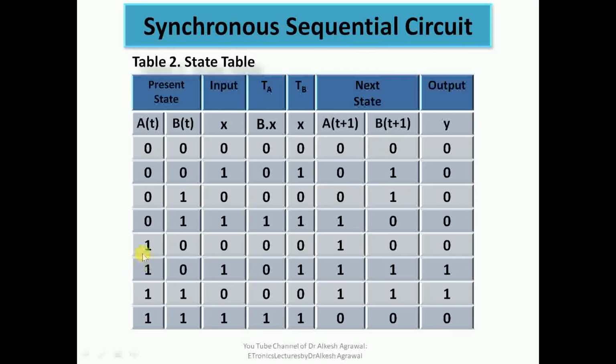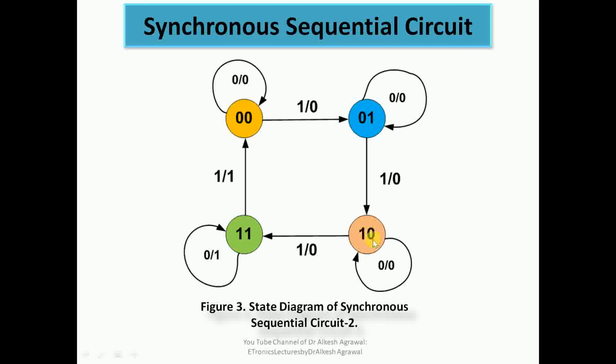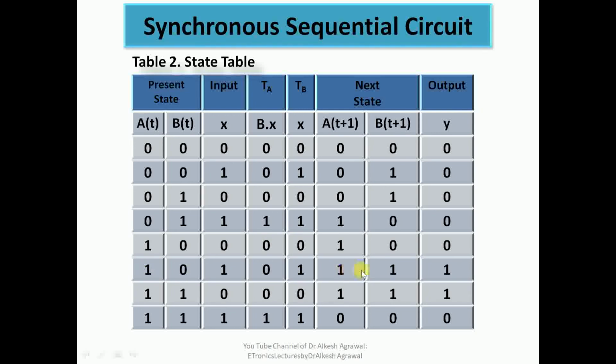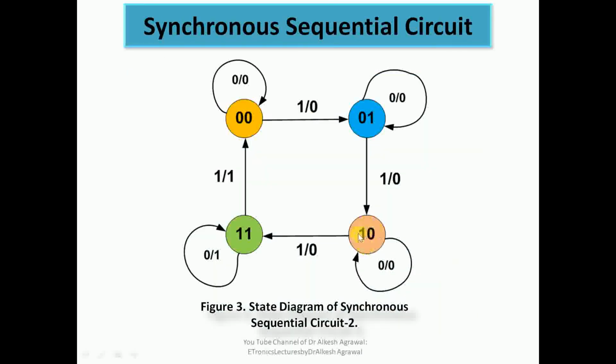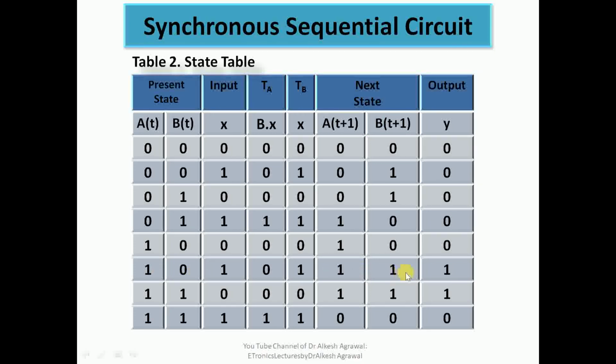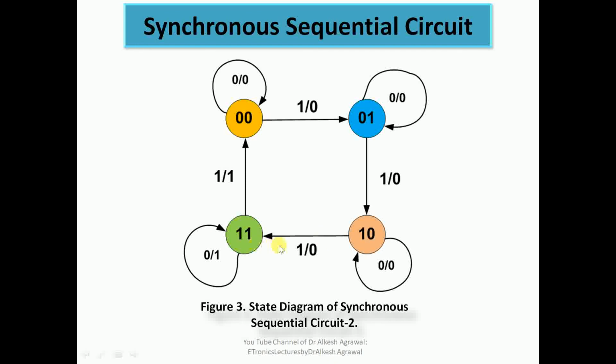If we see the next row, 1, 0 to 1, 0, that is called a self transition with input 0 and output 0. So we have this transition 1, 0 to 1, 0 with input 0 and output 0. Then we see the next row, 1, 0 to 1, 1 with input 1 and output 0.